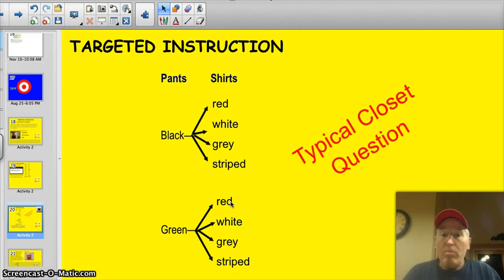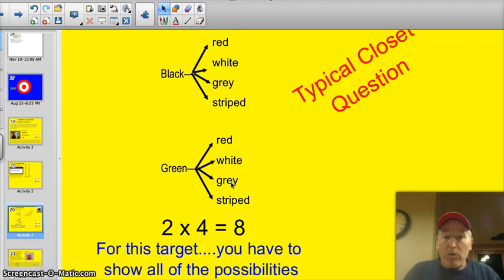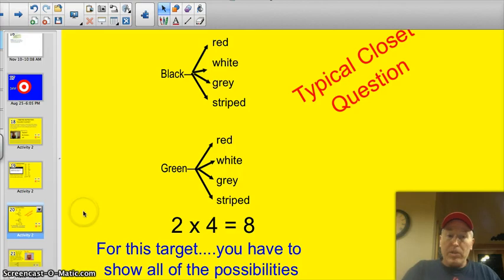All right, so abbreviations are good, but I call these little tree diagrams because it's like one branch branching off into 4. And this is your answer over here. And then I scroll down here and you can see that here's the 2 different kinds of pants, the 4 different kinds of shirts, giving you a total. So for this target, you're going to have to show all the possibilities.